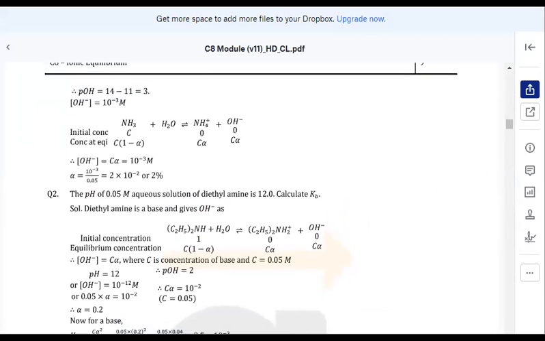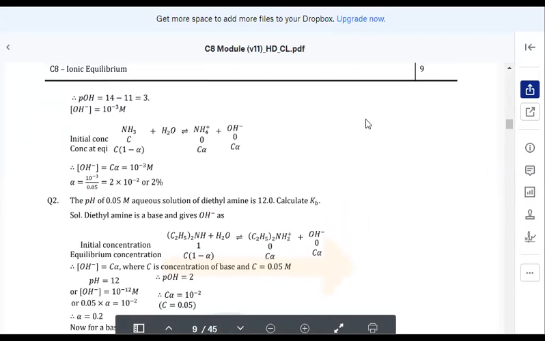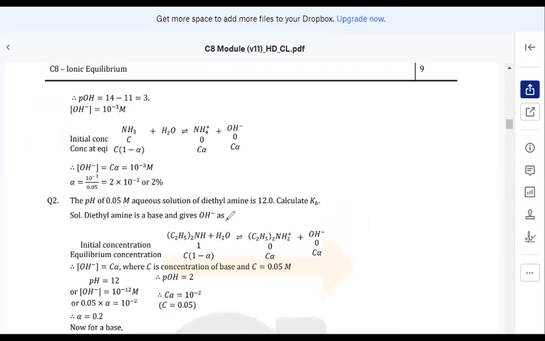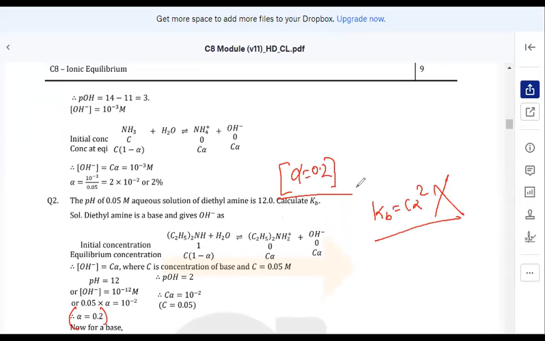Now see this. What I did will give you an approximate value, not the exact value. Why? Because alpha is 0.2. I didn't calculate it, that's why I used that. But if you calculate, you'll get alpha is equal to 0.2. Now if alpha is equal to 0.2, can I do Kb is equal to C alpha square? No, I cannot do that. Since I did not calculate alpha, that's why I did that.